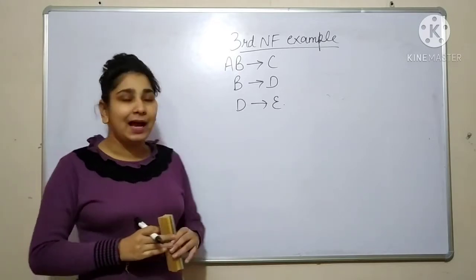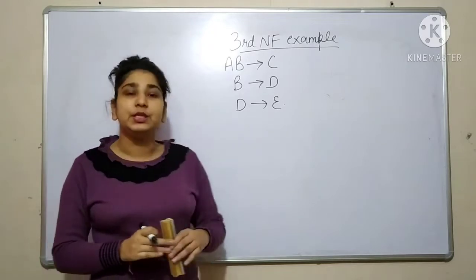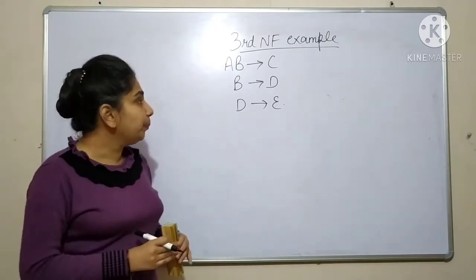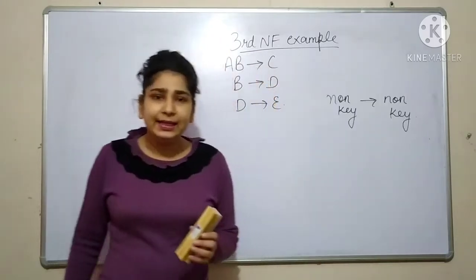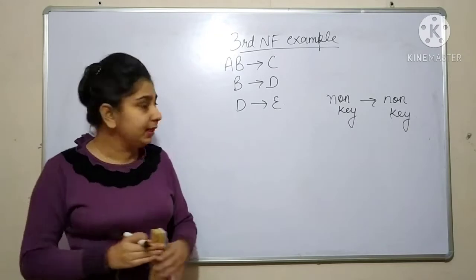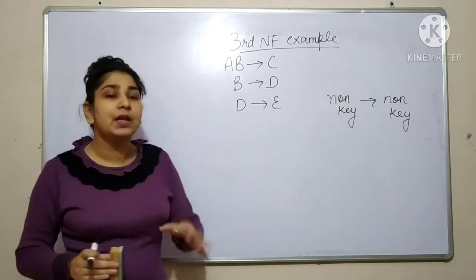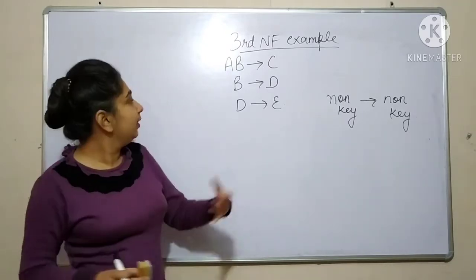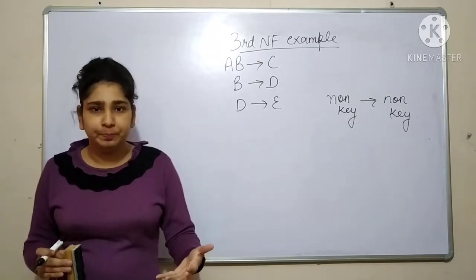In today's lecture, we are going to discuss the third normal form example. In the last video, we discussed the basic definition of the third normal form. What did we discuss? Any kind of redundancy between two non-key attributes, we remove with the help of the third normal form.